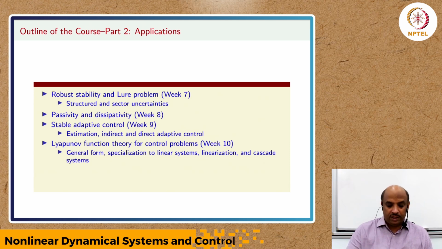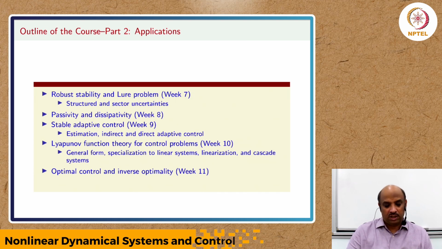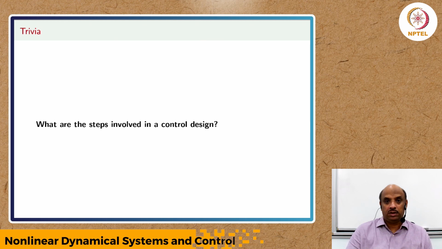And finally, we will look at optimal control and inverse optimality. And the course will be ended with a general discussion on model-free approaches to control. So this is essentially what is going to happen in the next 10, 11 or 12 weeks. And though we won't talk so much about control design, we keep reminding ourselves that we are learning all these things for the sake of understanding control design.